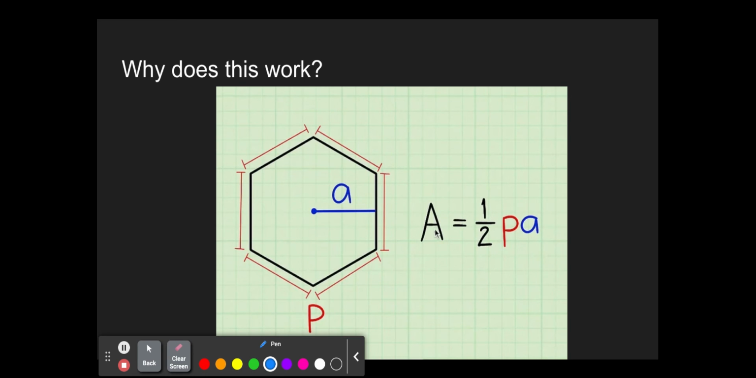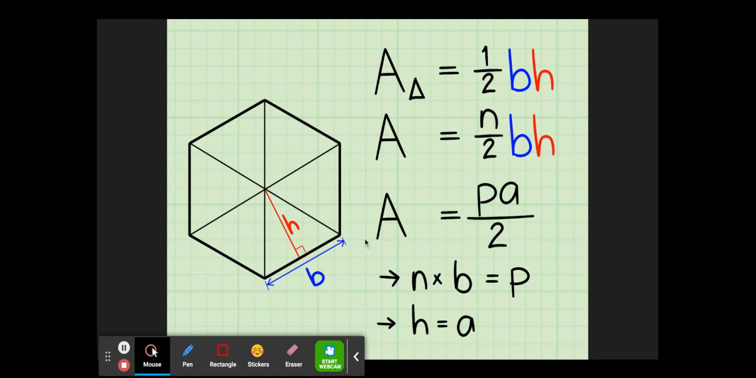And the formula is area will always be 1/2 times P, that's the perimeter, right? Times the apothem. Right? That's a term for going from the center of this regular polygon as an altitude here. Right? So why does this work? It works because we're just breaking it up into little triangles. So what you're saying is this.